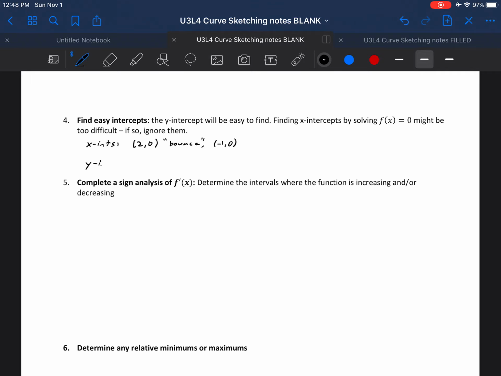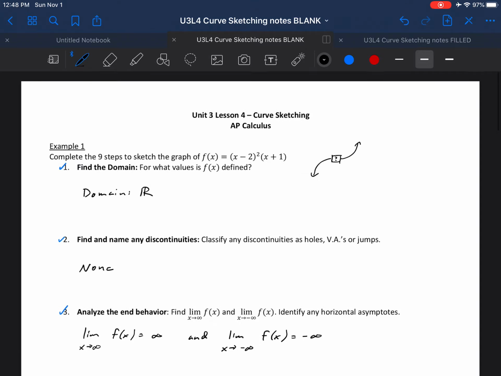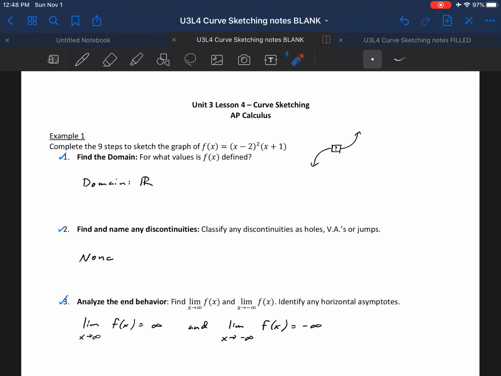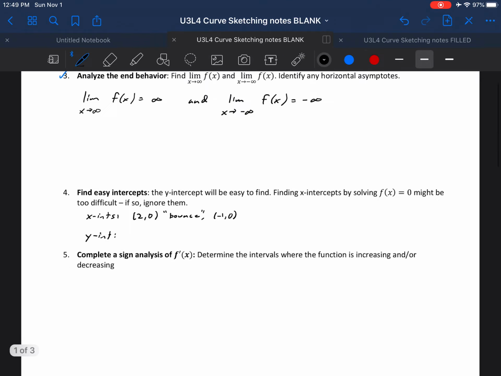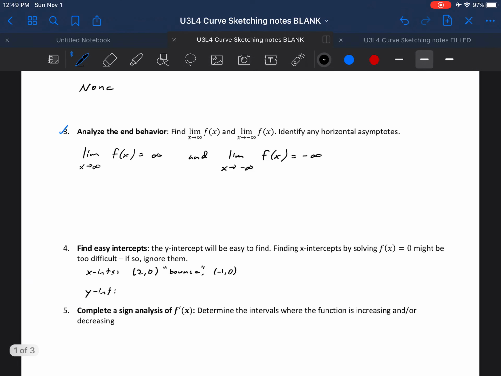Okay, and then the y-intercept, we can just plug in 0 in our equation. So this will be negative 2 squared, which is 4, times 1. So the y-intercept will be 4. So I'll list that too. The y-intercept is going to be 0, 4.